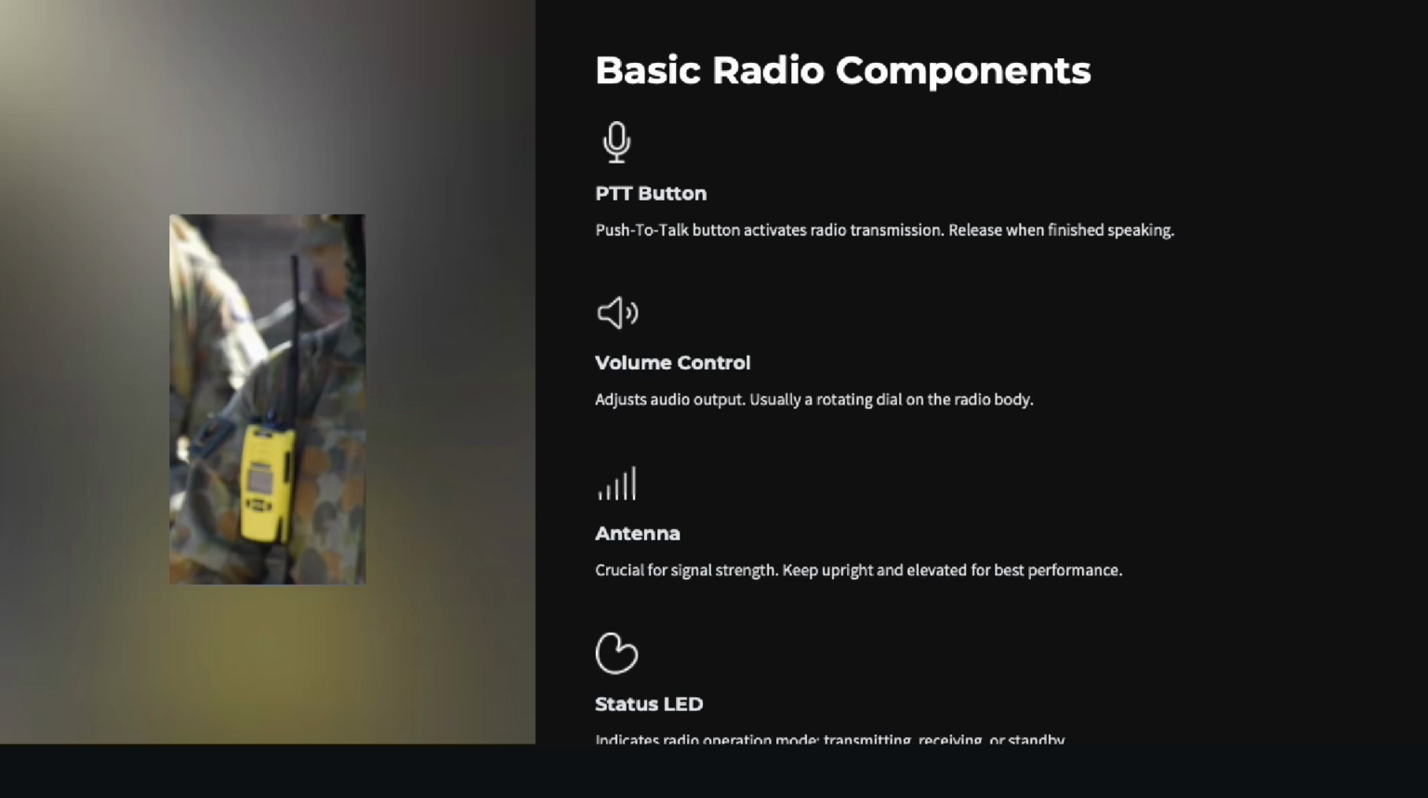Third is your antenna. So that is obviously where you're transmitting and receiving from. But some general tips for the antenna is always make sure that it is upright and elevated for the best performance. So that means it's facing upright. And finally, a status LED. So that will light up if you're transmitting, and it will light up when you're receiving.